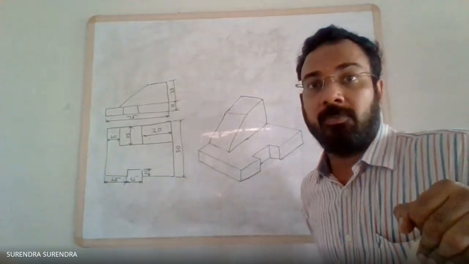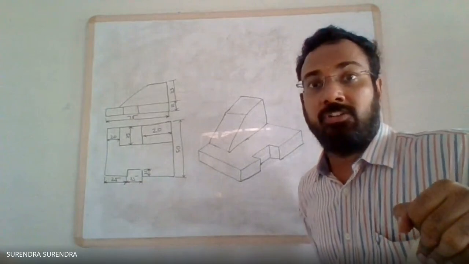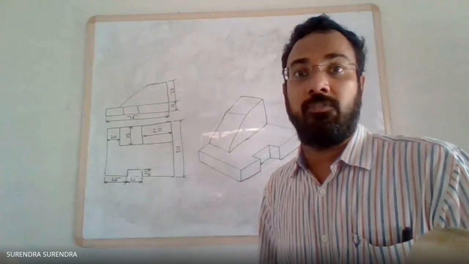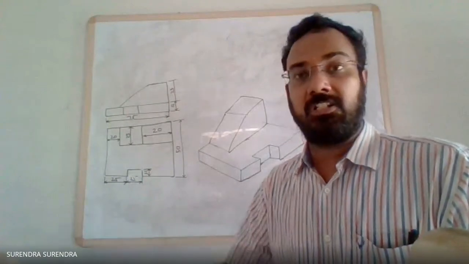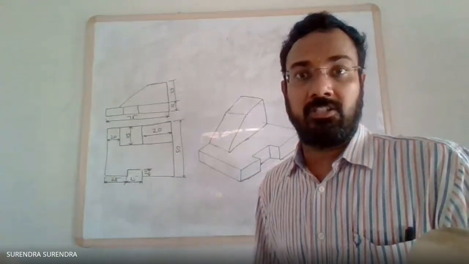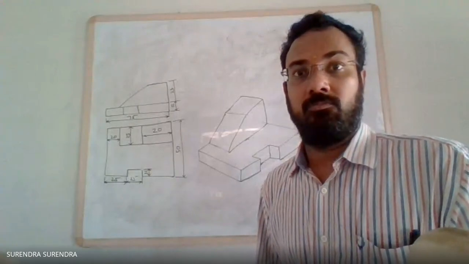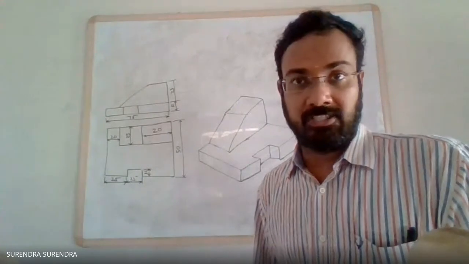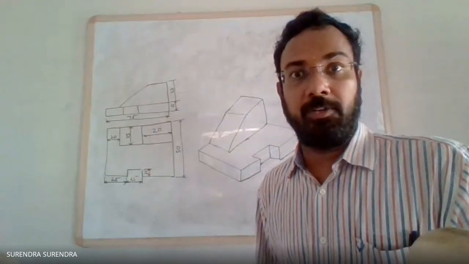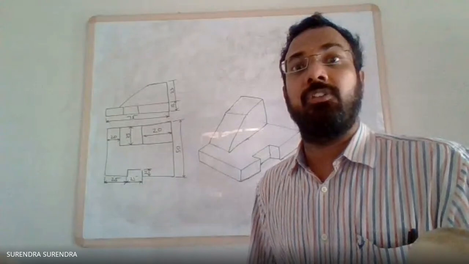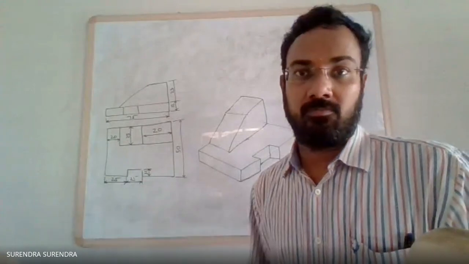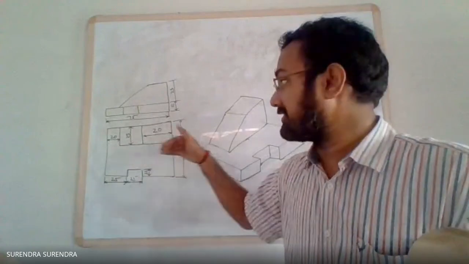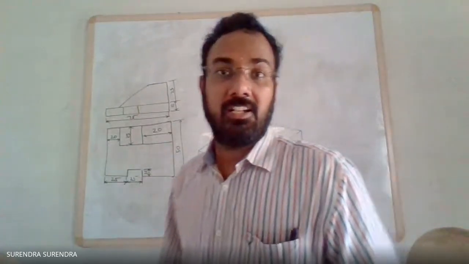Until now, we have done simple objects without any cylindrical or curved shapes. Next class, today we have one more class from 1 to 2, not from 3 to 4 p.m. So today also at the same time, 1 p.m. to 2 p.m. In that class we are going to discuss some more objects with curved surfaces. So these are the simple solids without any curved surfaces.